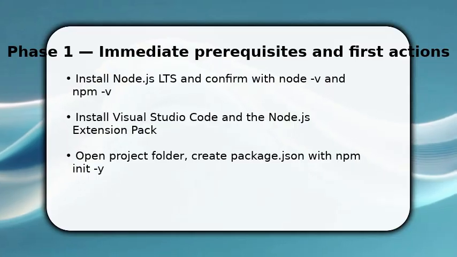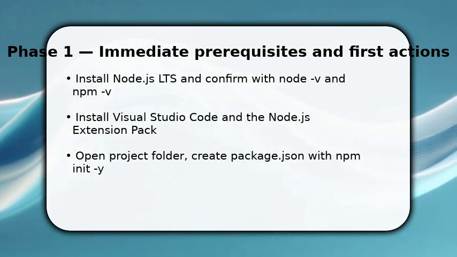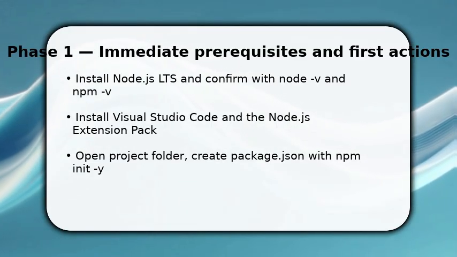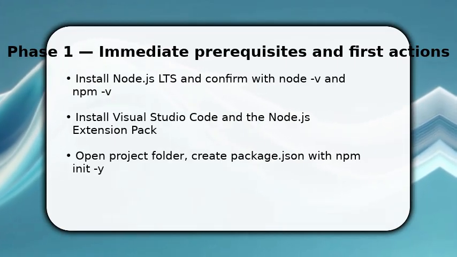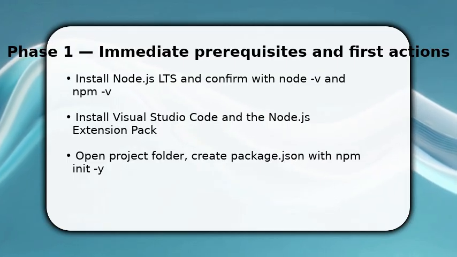You begin by ensuring Node.js LTS is installed. Run node -v and npm -v to confirm. Once done, open Visual Studio Code and install the Node.js extension pack so you get IntelliSense and debugging support.